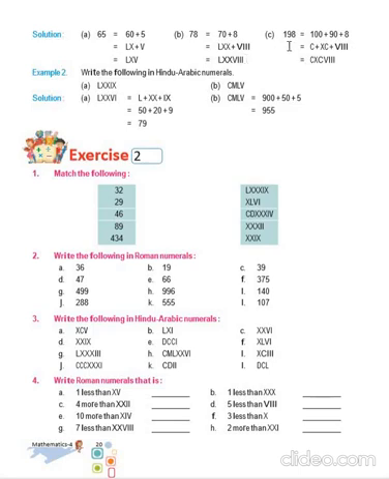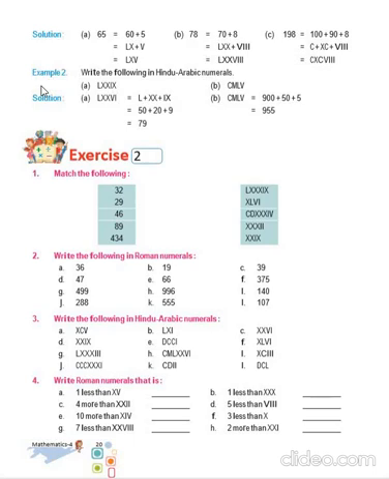192 is equal to 100 plus 90 plus 8. 100 is C, 90 is XC, and 8 is 5 and 3 times I. So it will be CXCVIII.